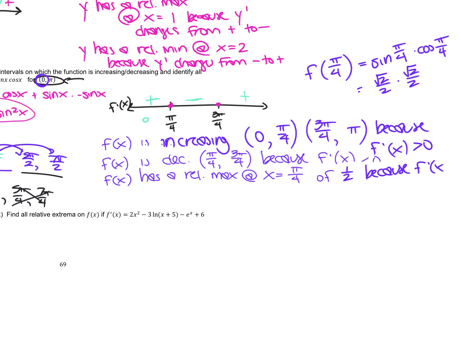Because f prime of x changes from positive to negative. We'll do the same with the min. Might as well find it. It depends on the question, whether they will just say find the x value at which the relative maximum and minimum happen, or whether they'll say find the points at which. If it's the points, you have to plug in the x to find the y. So this one we technically didn't have to. No, but I just wanted to show you that you could. It just depends on the wording, honestly.